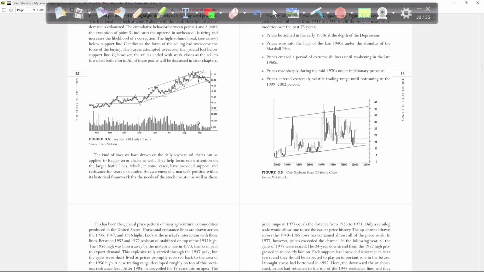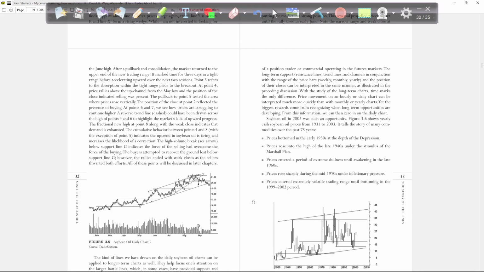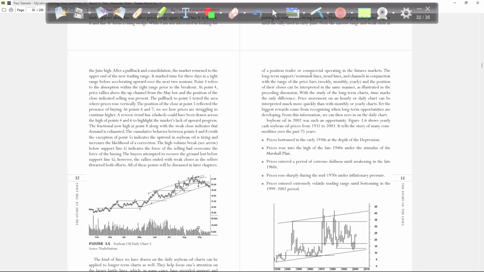An awareness of a market's position within its historical framework fits the needs of the stock investor as well as those of a position trader or commercial operating in the futures market. The long-term support resistance lines, trend lines, and channels, in conjunction with the range of the price bars, weekly, monthly, yearly, and the position of their closes, can be interpreted in the same manner as illustrated in the preceding discussion.